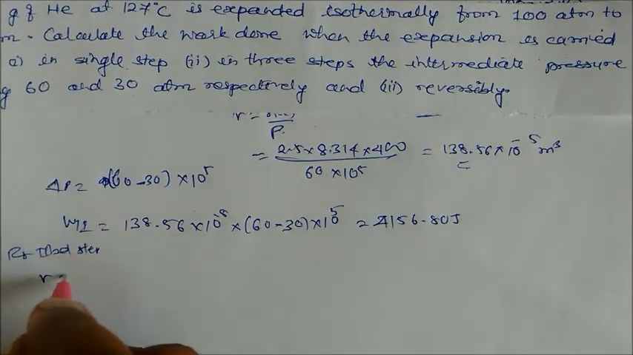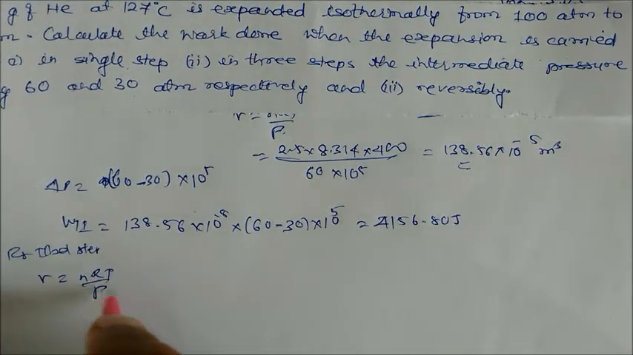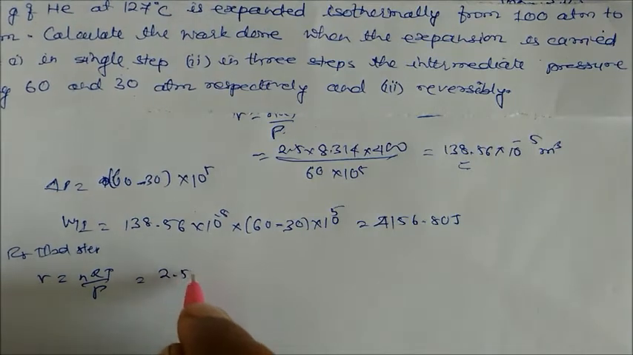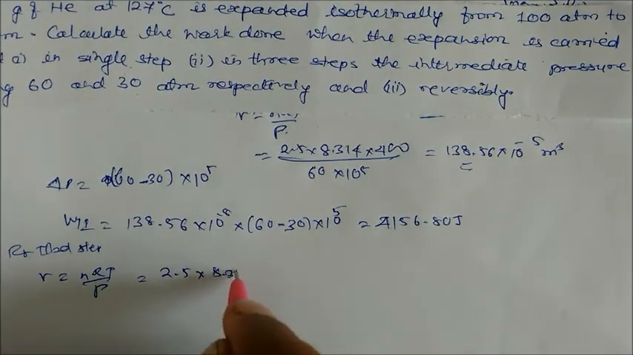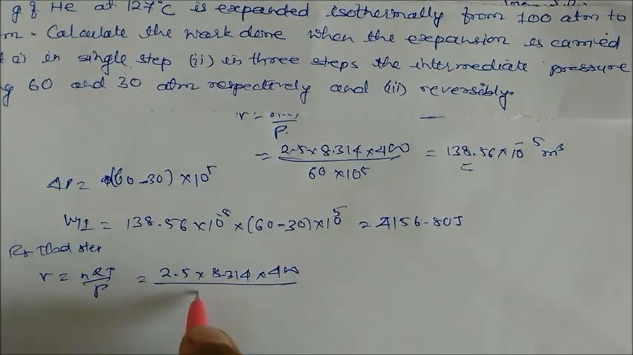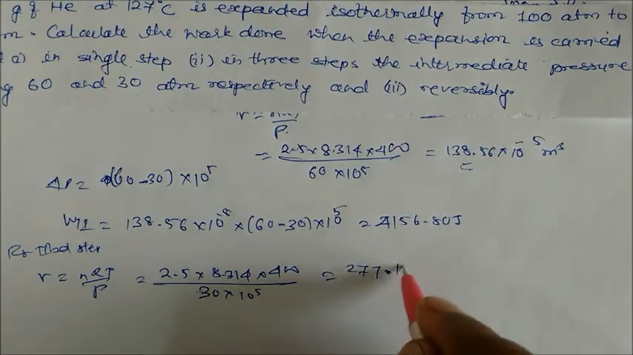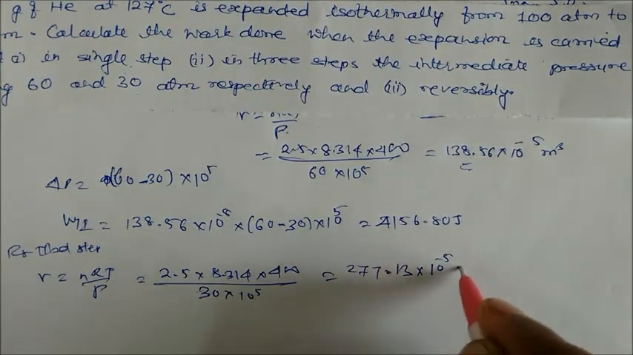Okay, now in the third step, what is the volume? The volume will be nRT by pressure. So n is 2.5 and R is 8.314, again temperature is 400 and pressure is 30 into 10 to the power 5. On solving you will get 277.13 into 10 to the power minus 5 meter cube.